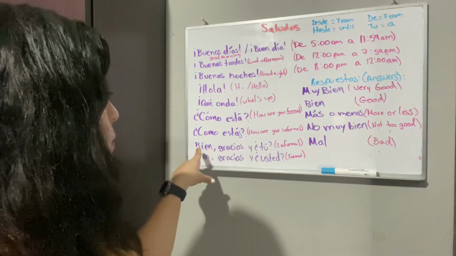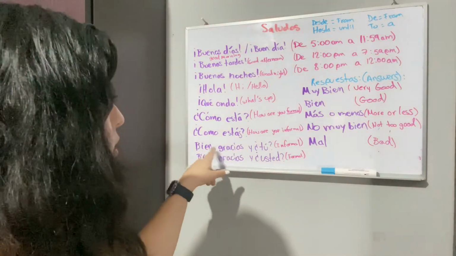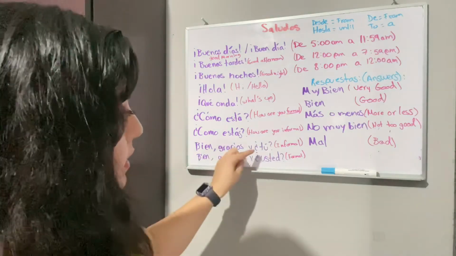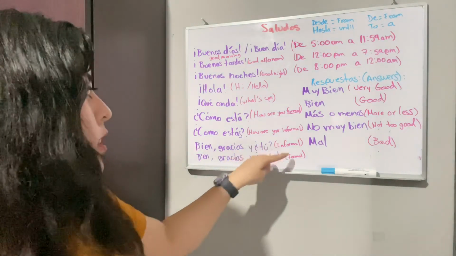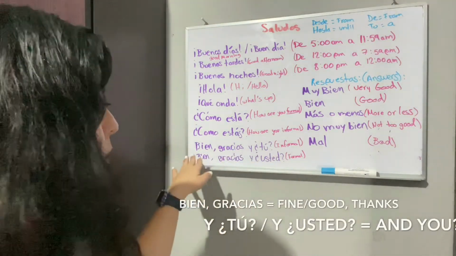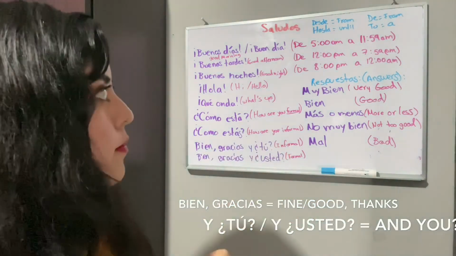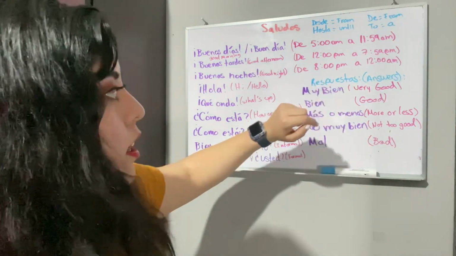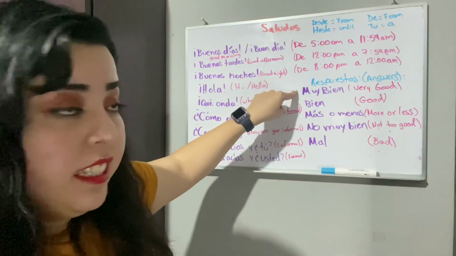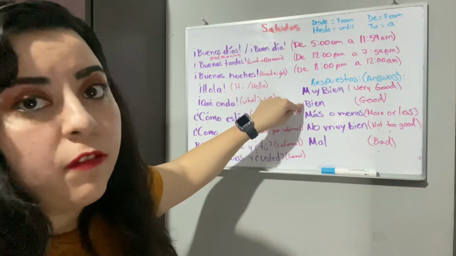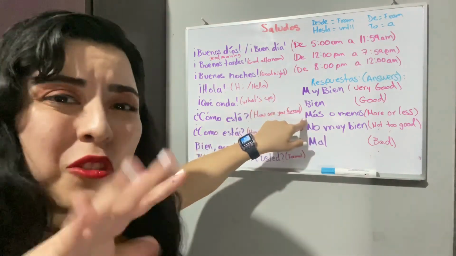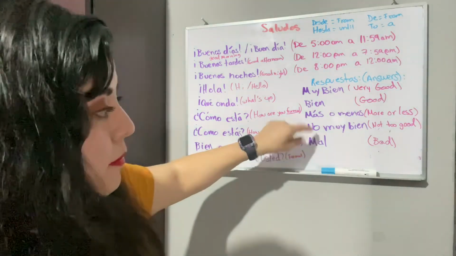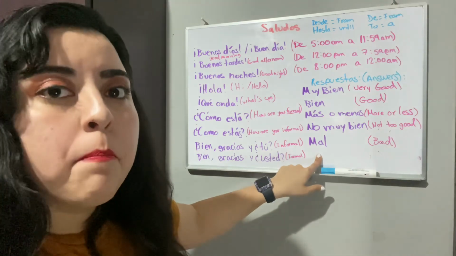Bien, gracias. Fine or good, thanks. ¿Y tú? It's the informal way. Bien, gracias. ¿Y tú? Here is the difference. Notice. Check it out. And here is the formal way. Bien, gracias. ¿Y usted? Then the answers, respuestas, are muy bien, very good, bien, good or fine, más o menos, more or less, no muy bien, not too good, and mal, bad.